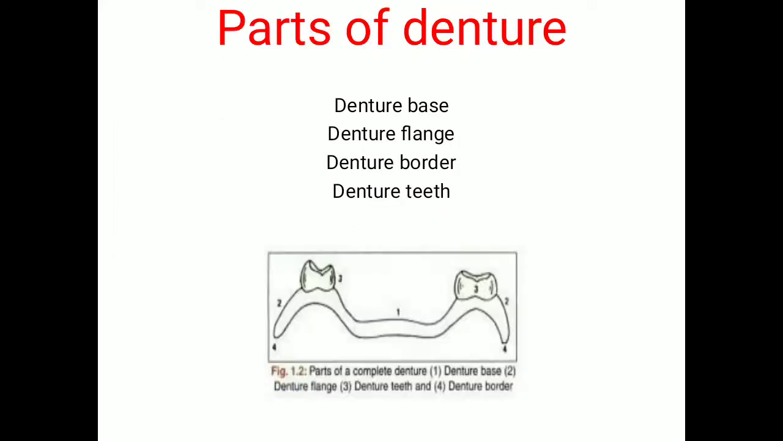Next we go into the parts of denture. These are the parts of denture. First one is the denture base, the second one is the denture flange, the third one is the denture teeth, and the fourth one is the denture border.